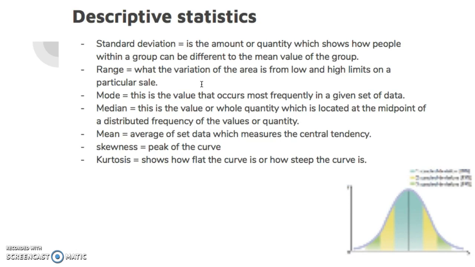The median is the value or whole quantity which is located at the midpoint of a frequency distribution of the values or quantity. Mean, this is the average of a set of data which measures the central tendency. The skewness, this is the peak of the curve, so here. And the kurtosis shows how flat the curve is or how steep the curve is.